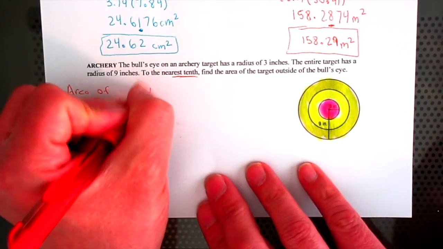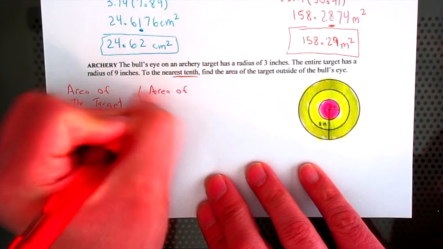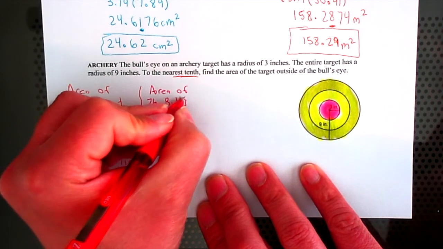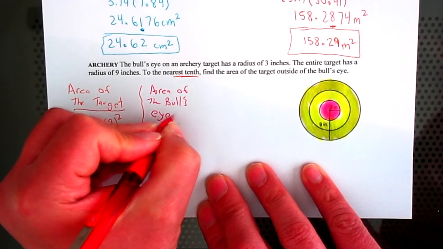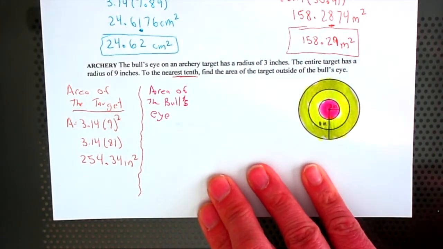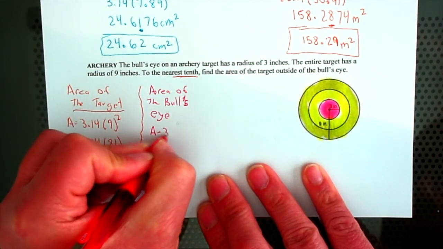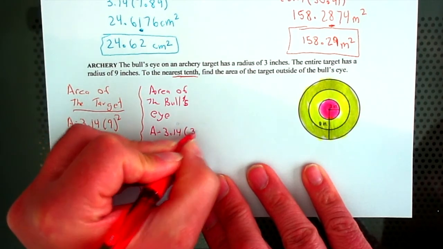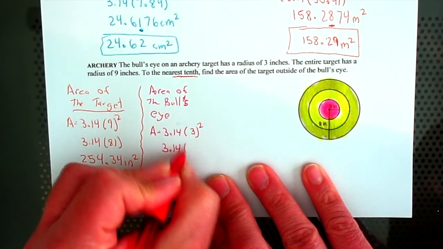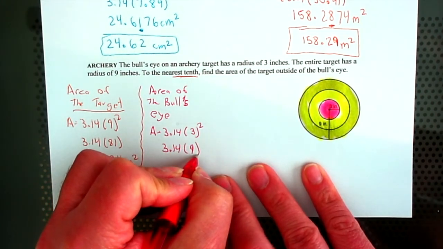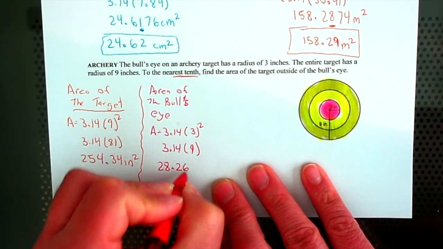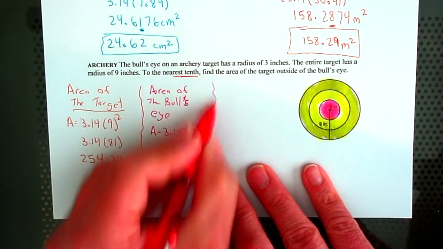Now I want the area of the bullseye, the area of that pink circle there in the middle. So this becomes 3.14 times 3 squared, since it has a radius of 3. So that's 3.14 times 9, which is 28.26 inches squared.